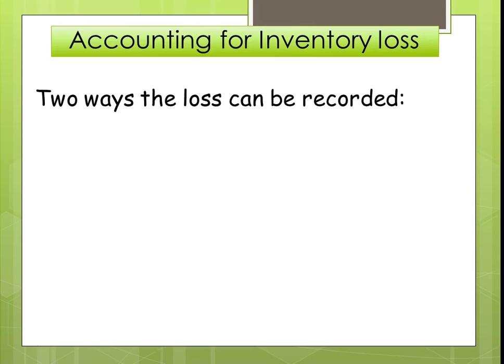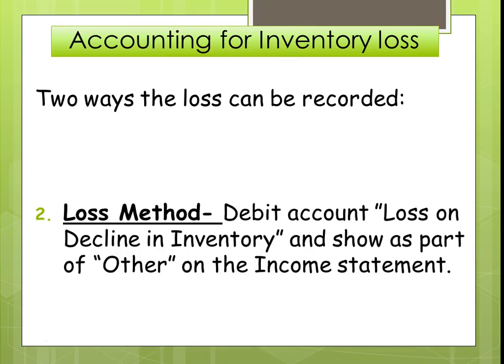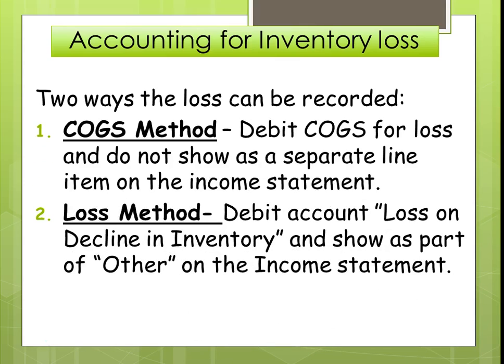Now, accounting for inventory loss, there are two ways that you can do this based on the example that we just went through. One way we can do it is to use the loss method, or we could use the cost of goods sold method. When we use the cost of goods sold method, with our $950 we're going to debit cost of goods sold and credit inventory, and it would not be shown as a separate line item on the income statement.